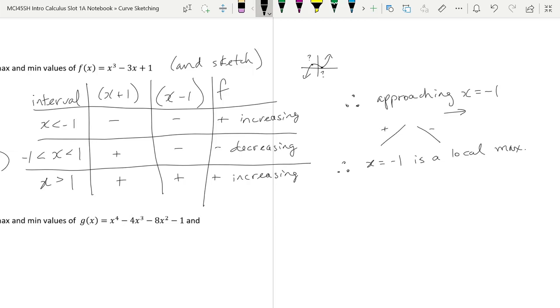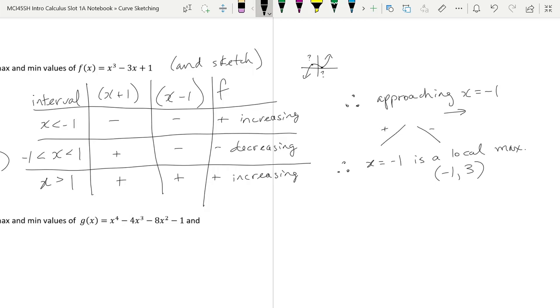And you can figure out what that maximum is. You can just put negative 1 through here. So negative 1 cubed minus 3 times negative 1. So that's negative 1 plus 3, which is 2, plus 1, so 3. So that local maximum is negative 1 comma 3.